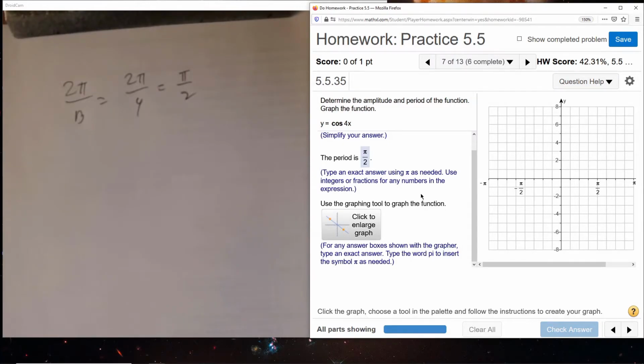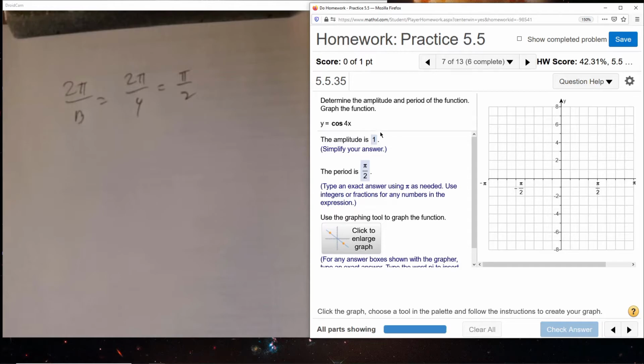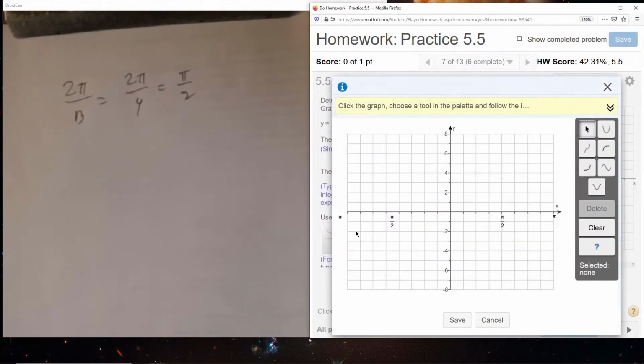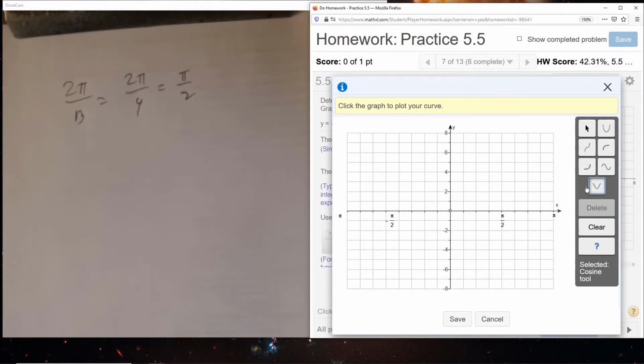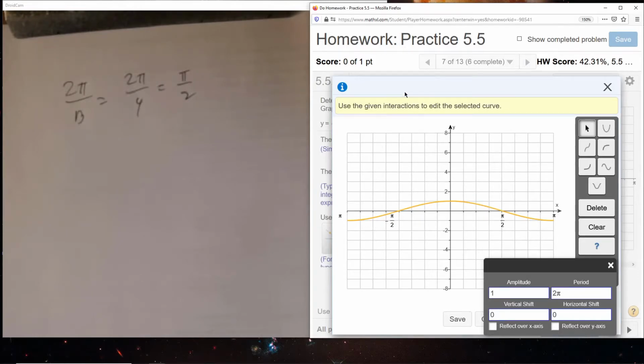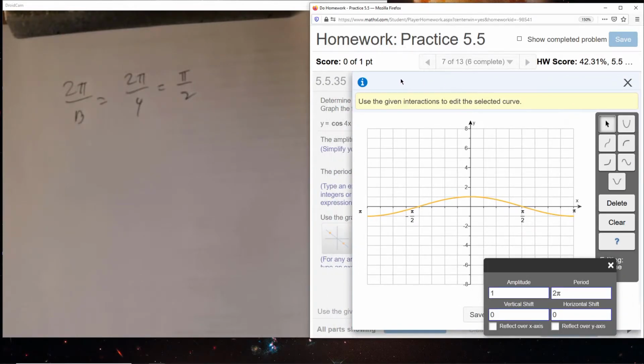And let me just check again. It does not say this time to graph the standard cosine function. And I forgot what we have here. We just have an amplitude that is 1, and we have a period of pi over 2 for this one.